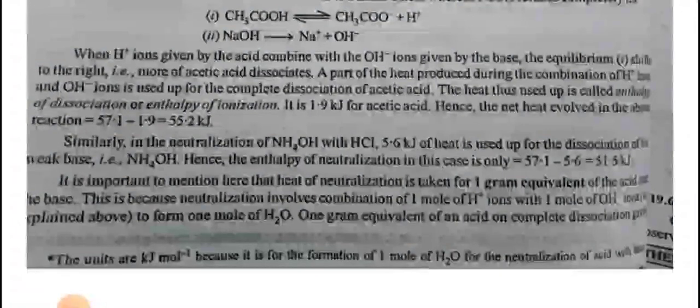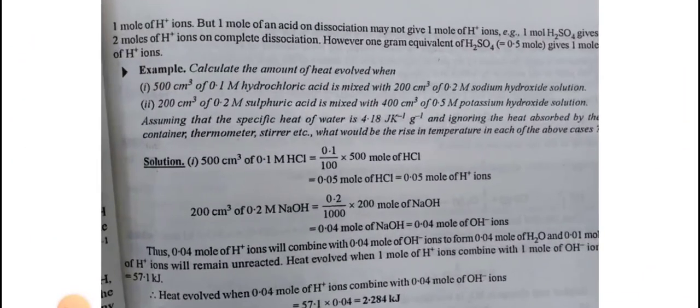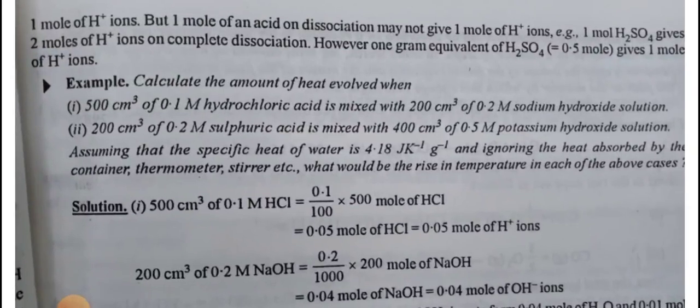1 gram equivalent of an acid on complete dissociation gives 1 mole of H+ ions, but 1 mole of an acid on dissociation may not give 1 mole of H+ ions. For example, 1 mole of H2SO4 gives 2 moles of H+ ions on complete dissociation. However, 1 gram equivalent of H2SO4 gives 1 mole of H+ ions.